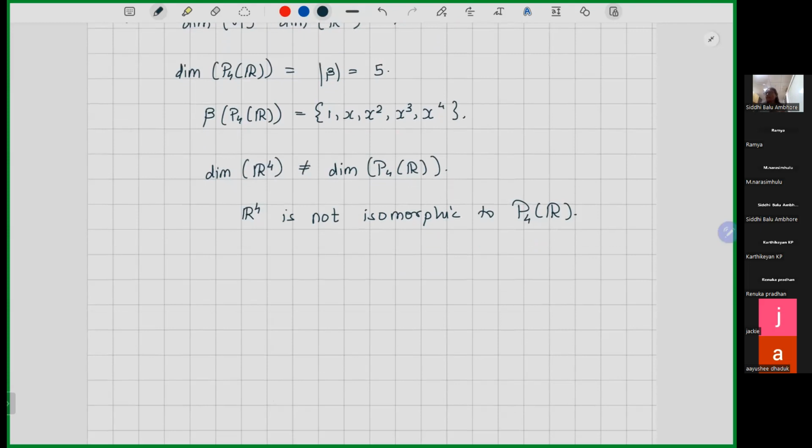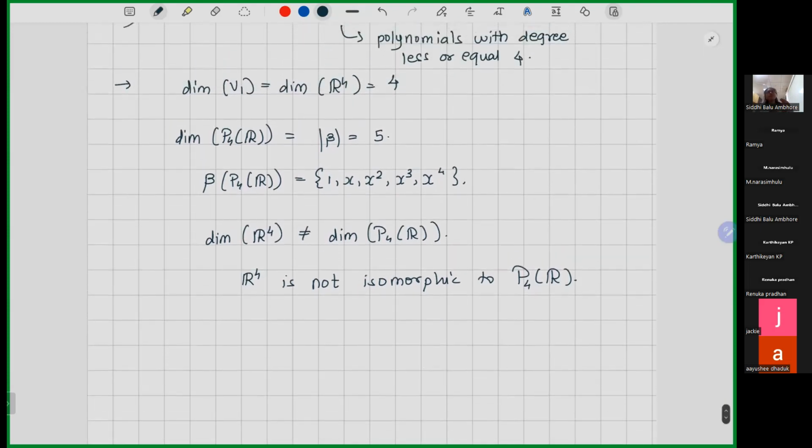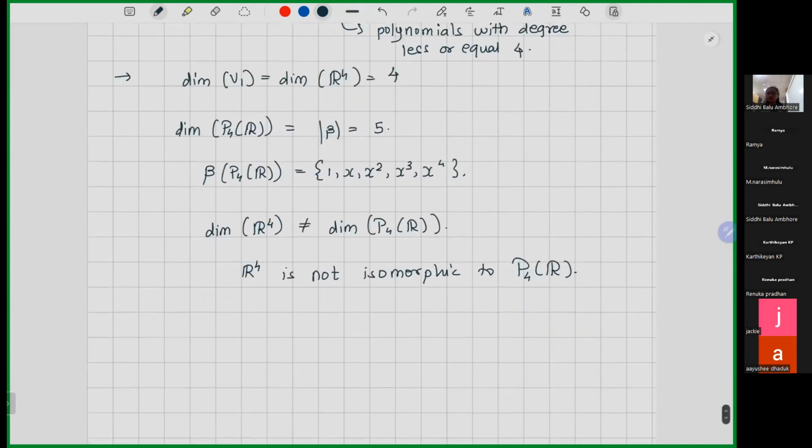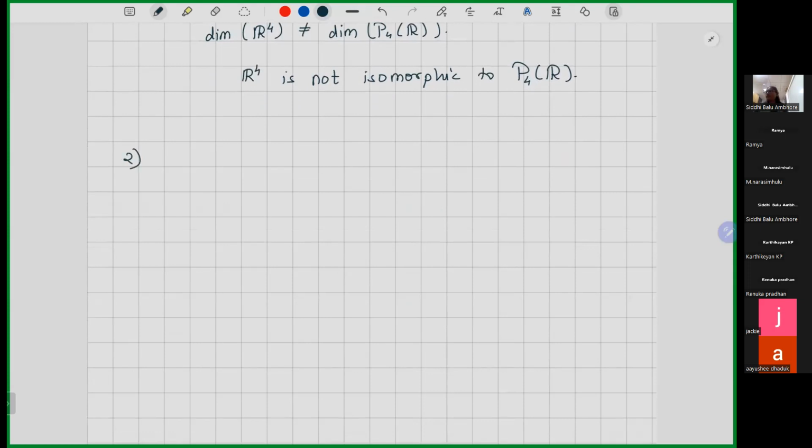Okay, so I hope there was no doubt here. To say whether two spaces are isomorphic or not, since they are all finite dimensional vector spaces, we just have to check whether they have equal dimension or not. And in this case, since the dimension was not equal, R4 is not isomorphic to P4R. So now our V is the subset of M2R such that trace of A is 0, and W is R3. Since we know the dimension of R3 is 3.